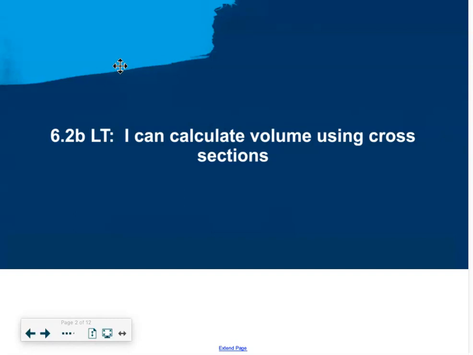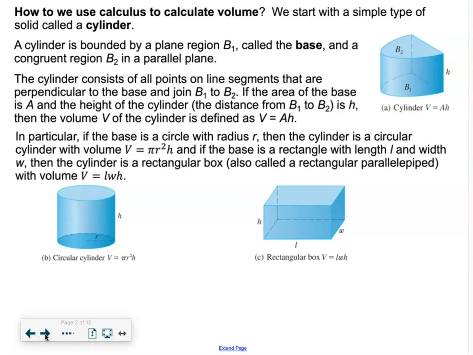Okay, 6-2B cross-section. I am not going to spend a lot of time. There's like 5 slides here. Don't write anything down. But I'm just going to explain a little bit of what's going on. Just in case you want your mind blown, all 3 of these shapes are cylinders. Okay? All right.